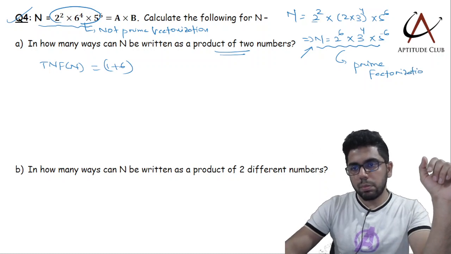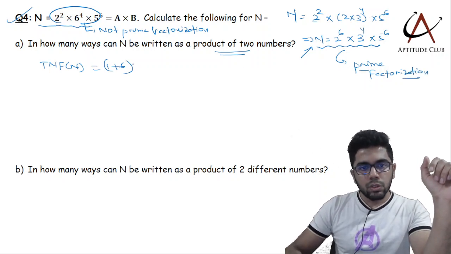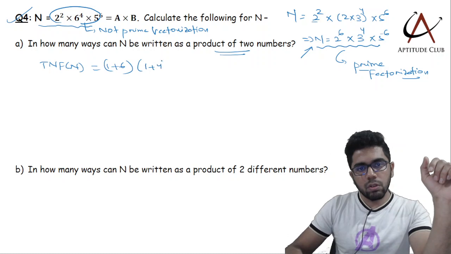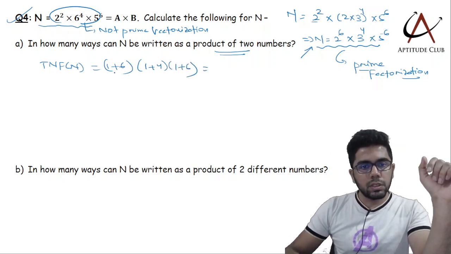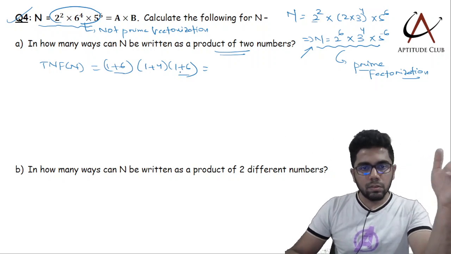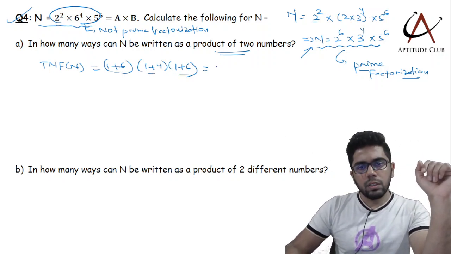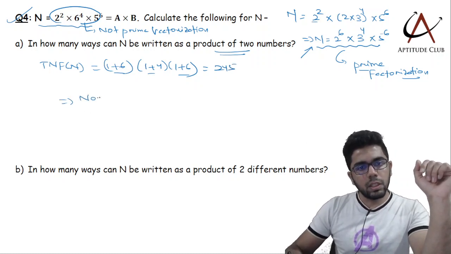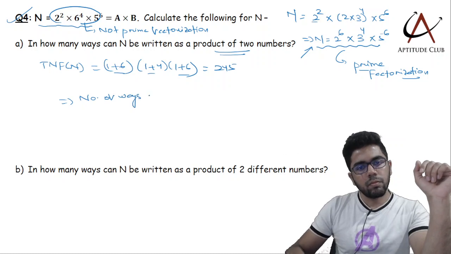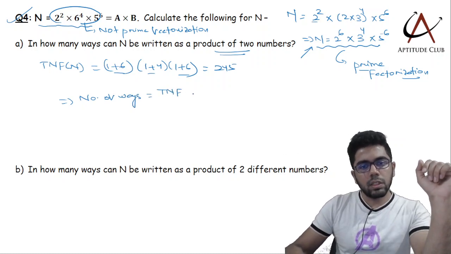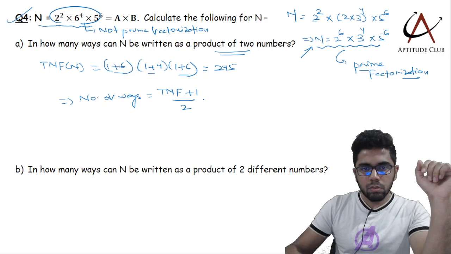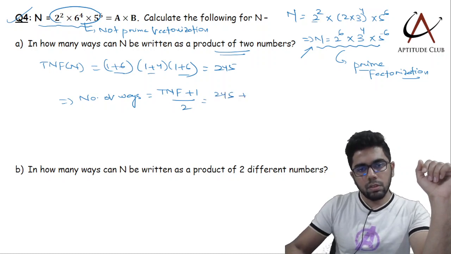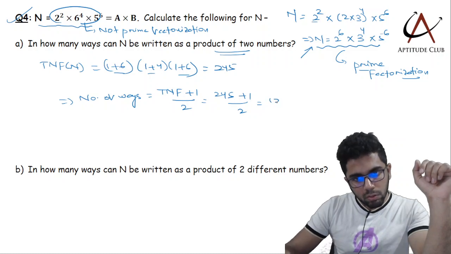This is always the first step, prime factorization. So 1 plus 6 into 1 plus 4 into 1 plus 6. So basically it becomes 7 into 7, 49 into 5. 49 into 5 is like 245. This implies the number of ways is equal to total number of factors plus 1 by 2. So 245 plus 1 by 2, 246 by 2, I get 123.